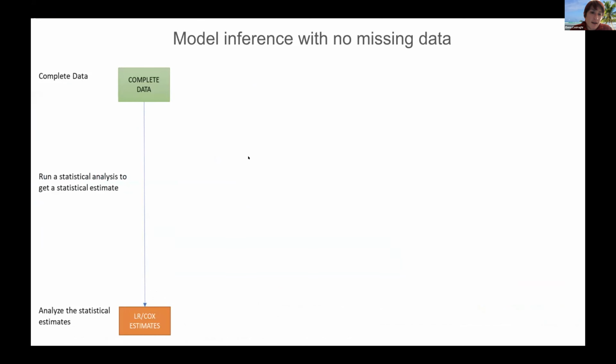Okay, so we had the problem of BMI missing, so we need to try to infer the missing values for BMI, and we decided to revert to multiple imputation. The difference from the commonly used inference is that when we have complete data, we simply run our statistical analysis to get a statistical estimate, or any inference we want, and we get our final estimate.